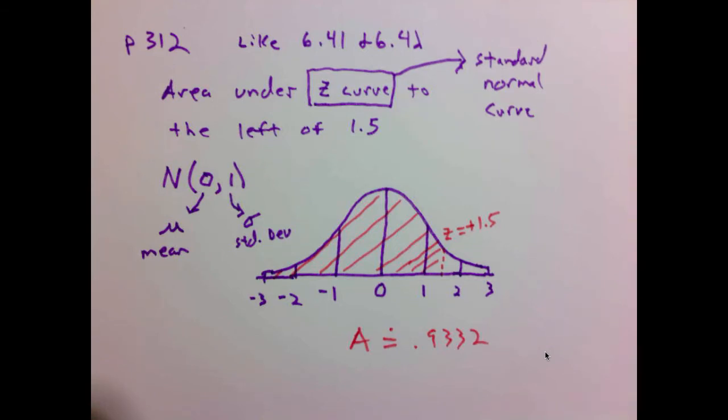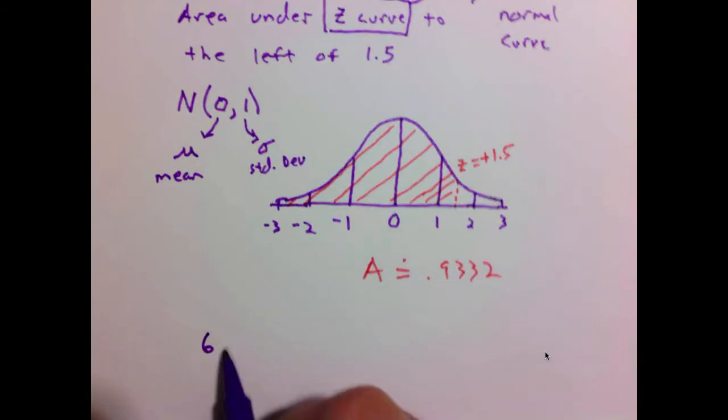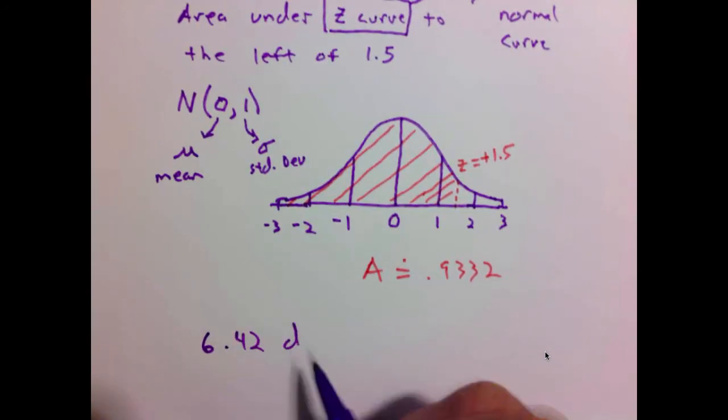If it gives you an area between two, you should find both and then a subtraction. For instance, on 6.42e. Let me do 6.42d. 6.42d asks us to find between.